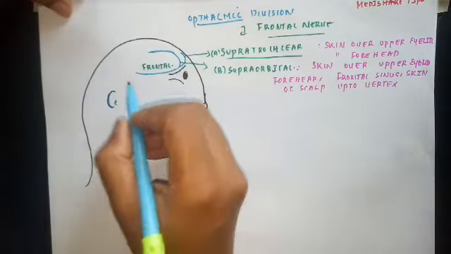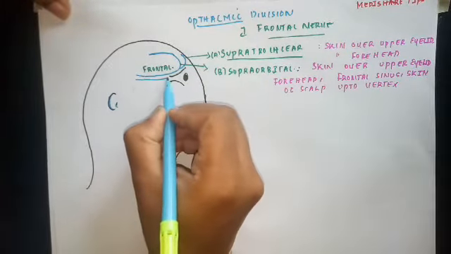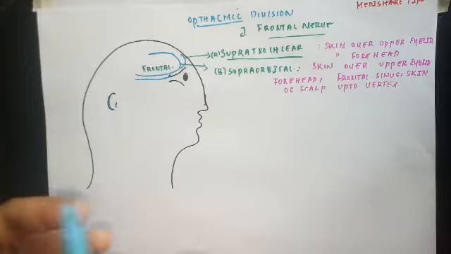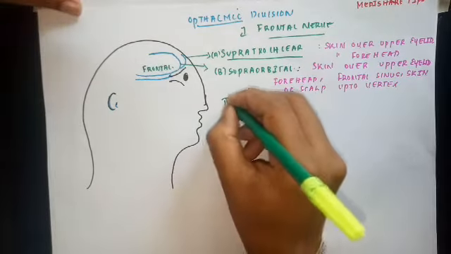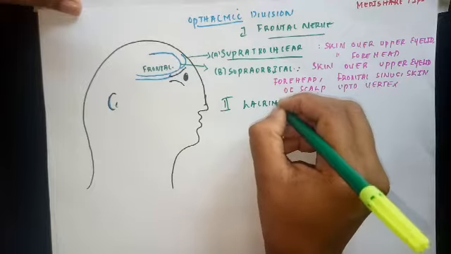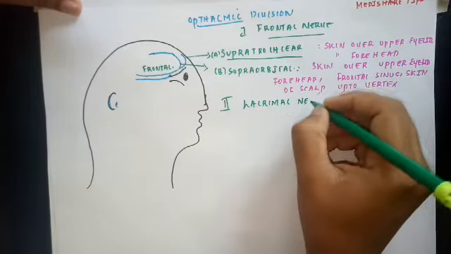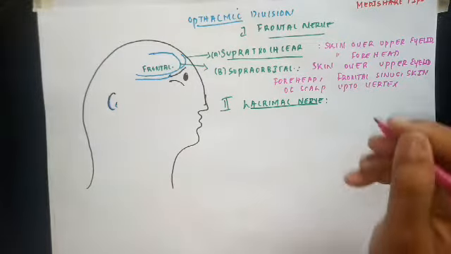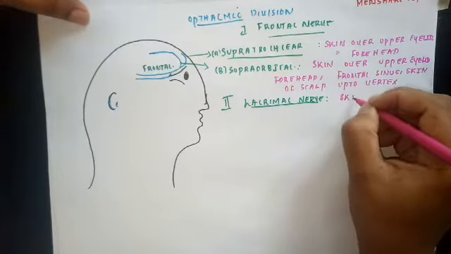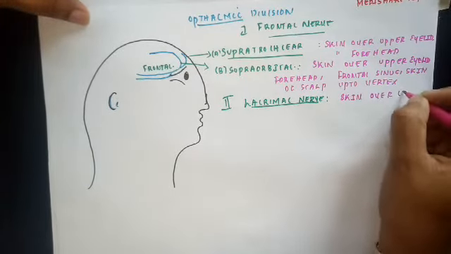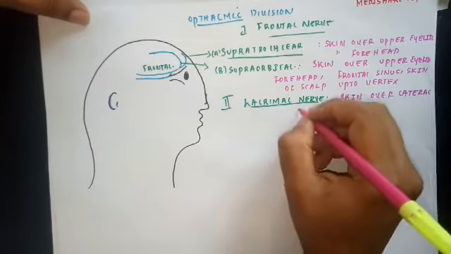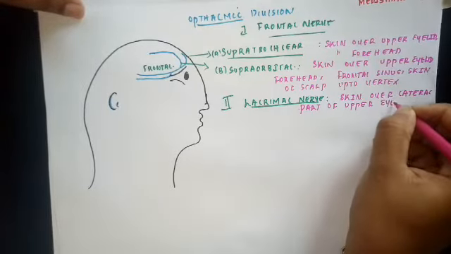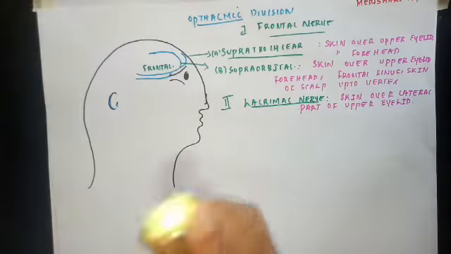The next branch of the ophthalmic division of the trigeminal nerve is the lacrimal nerve. The lacrimal nerve comes here and supplies the skin over the lateral aspect of the upper eyelid. It also supplies secretomotor fibers to the lacrimal gland. So the lacrimal nerve will be supplying skin over the lateral part of the upper eyelid, and also secretomotor fibers to the lacrimal gland.